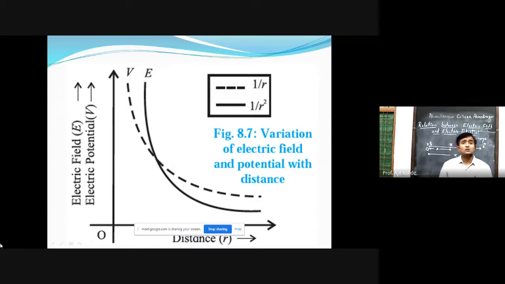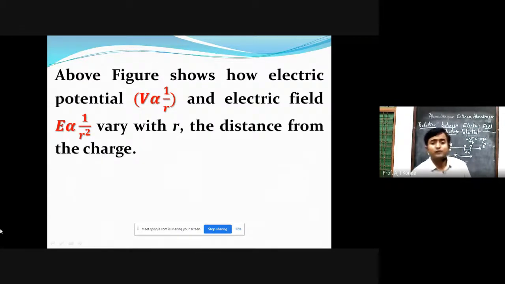By this, what can we say? We can say that the above figure shows how electric potential V, inversely proportional to R, and electric field, inversely proportional to R square, vary with R, the distance from the charge. Why is this inversely proportional? As distance increases, potential decreases. Therefore, it is inversely proportional to R according to the formula because all other terms are positive.